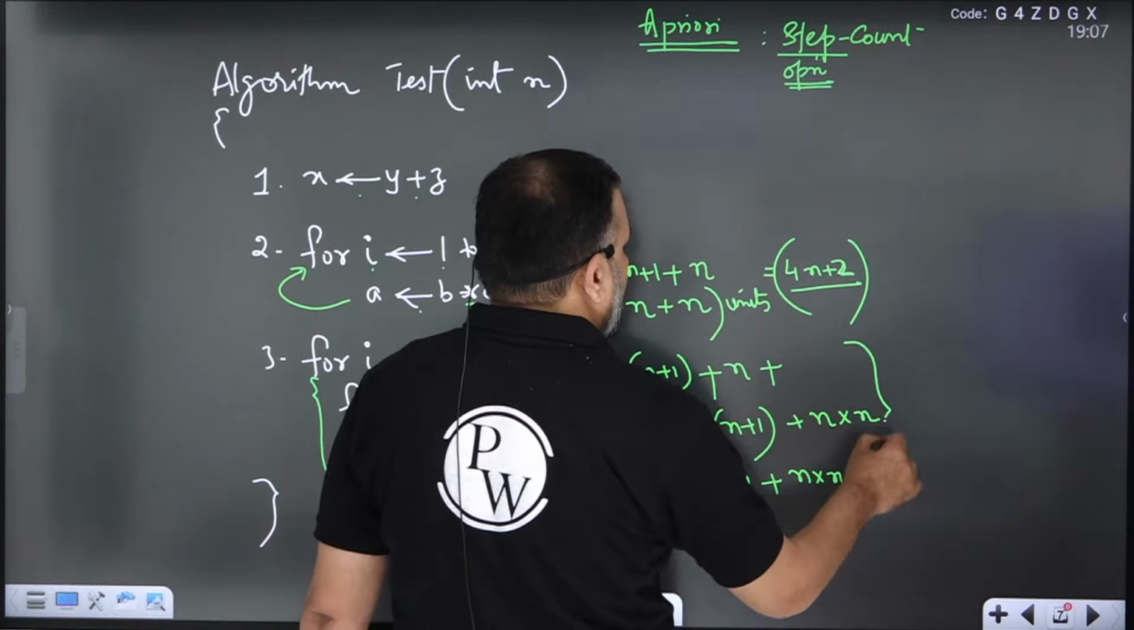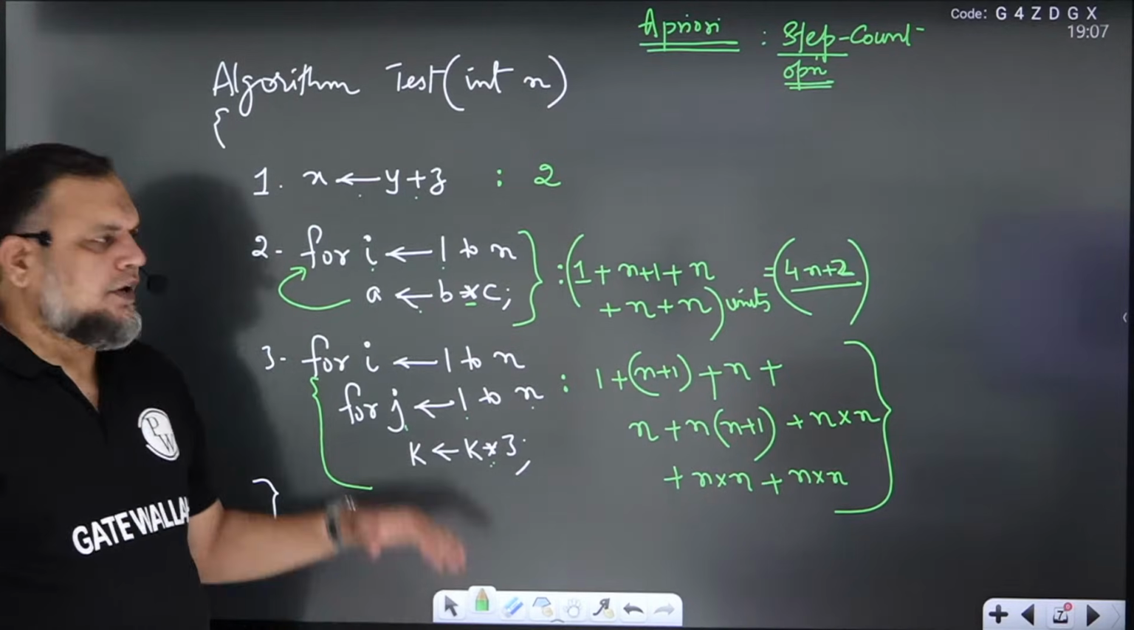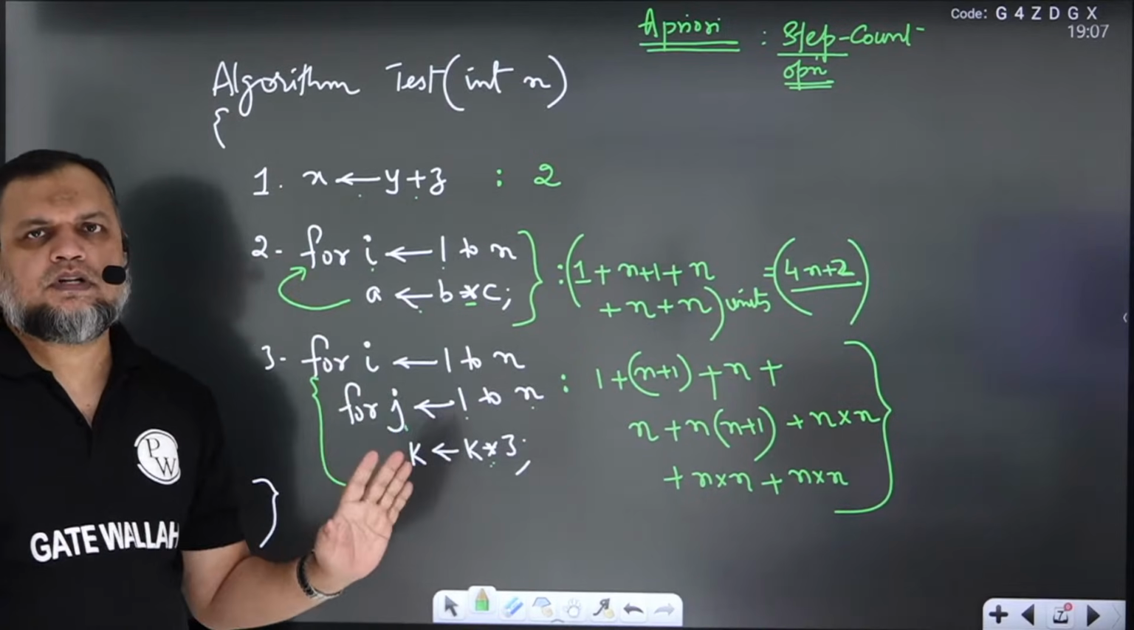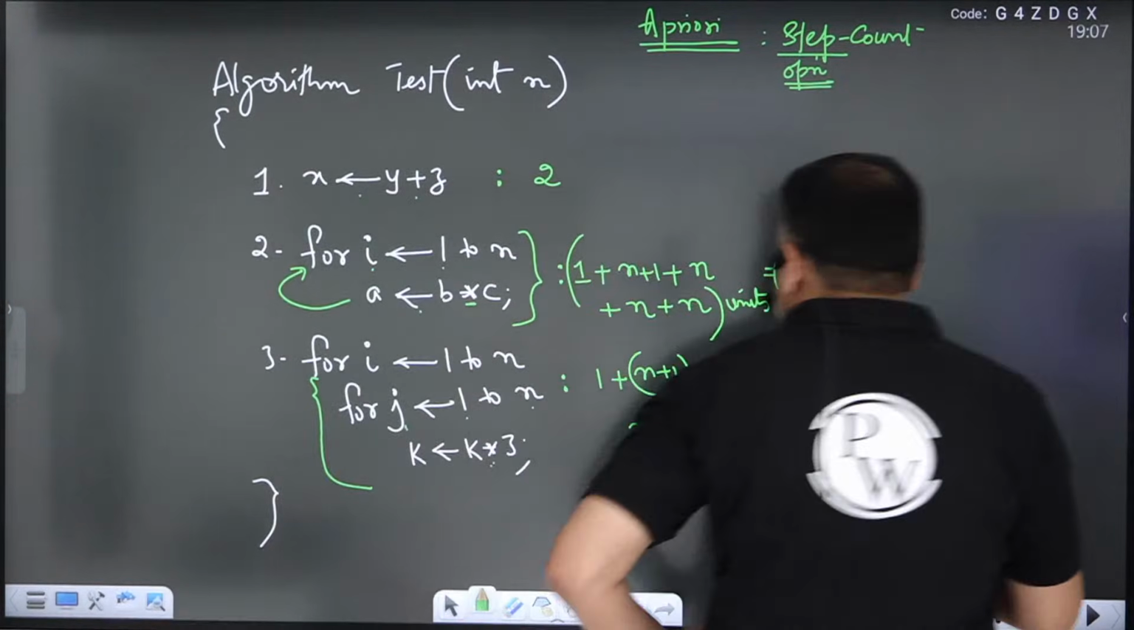ये हो गया मेरा total step count. This is the actual approach of doing. Identifying every fundamental operation and making a count. That's it. This is the total procedure, actual procedure. Shortcut I will tell you shortly. इस तरीके से actual करेंगे.